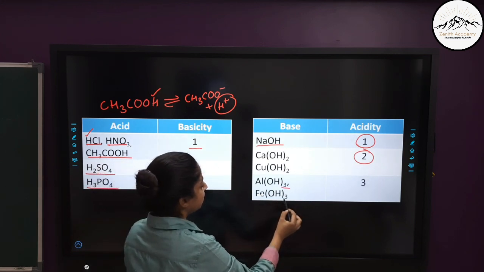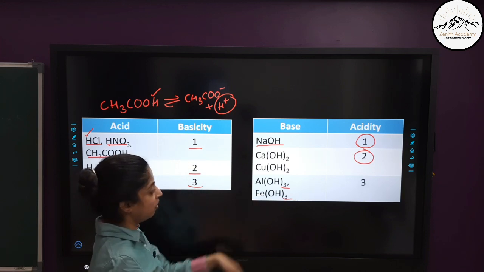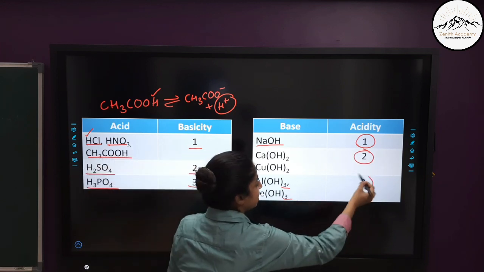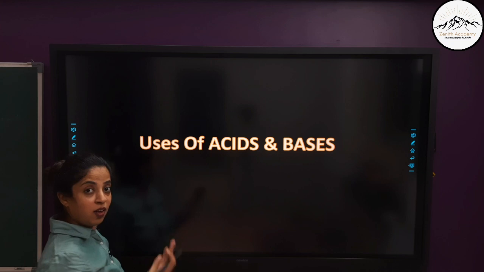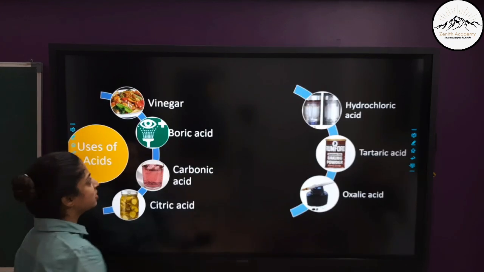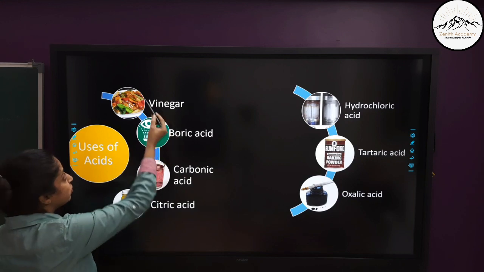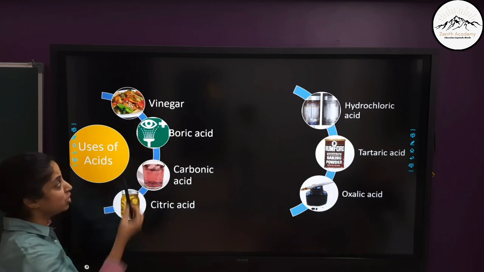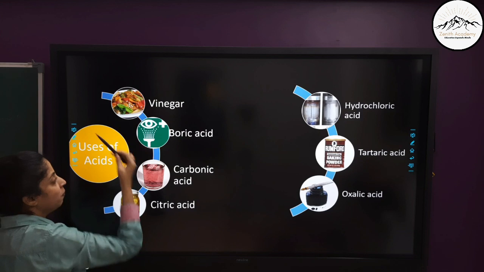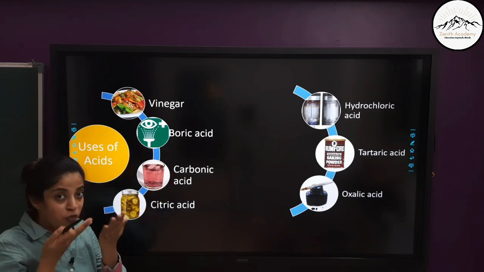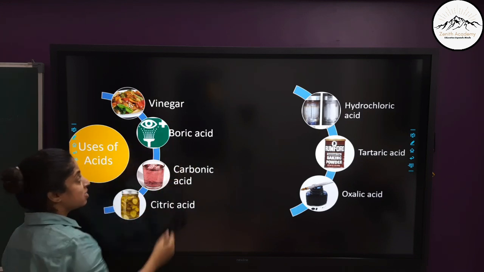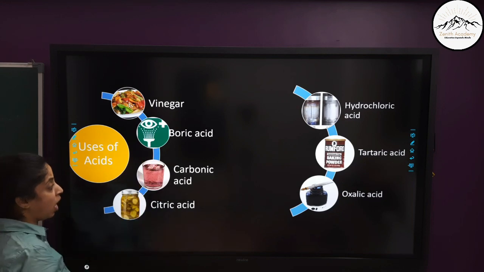Here you can very easily see by the number that aluminium and iron hydroxide has an acidity of 3. Now let us read some of the uses of acids and bases. Here you can see that vinegar is used in many of the foods. So it is used in food, in cooking. Then eye wash uses boric acid. So boric acid can be used as an eye wash.